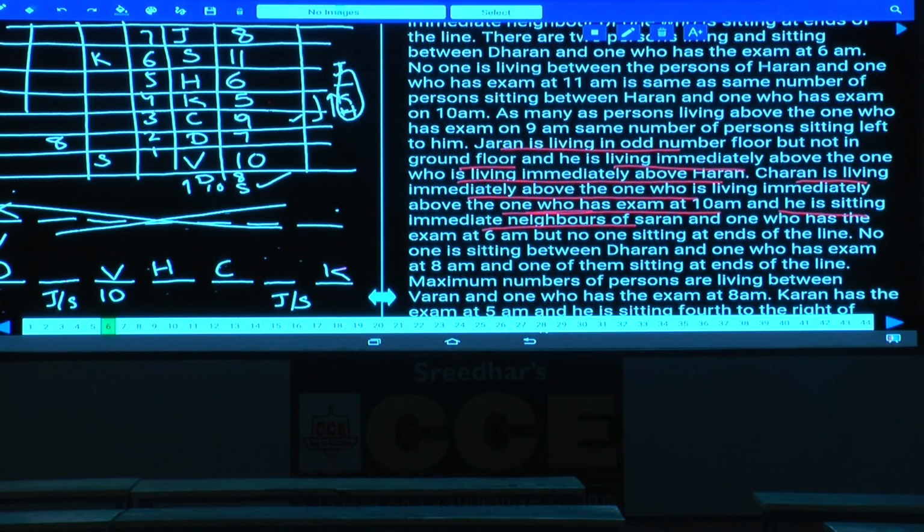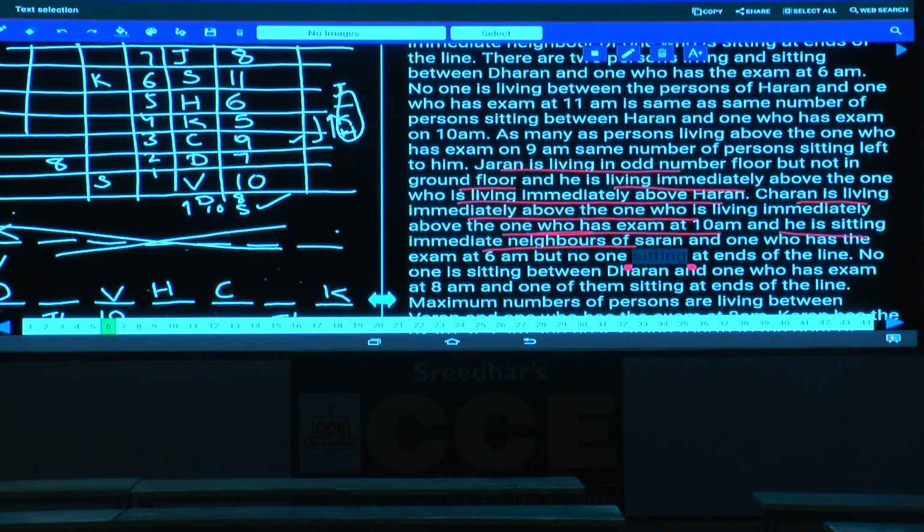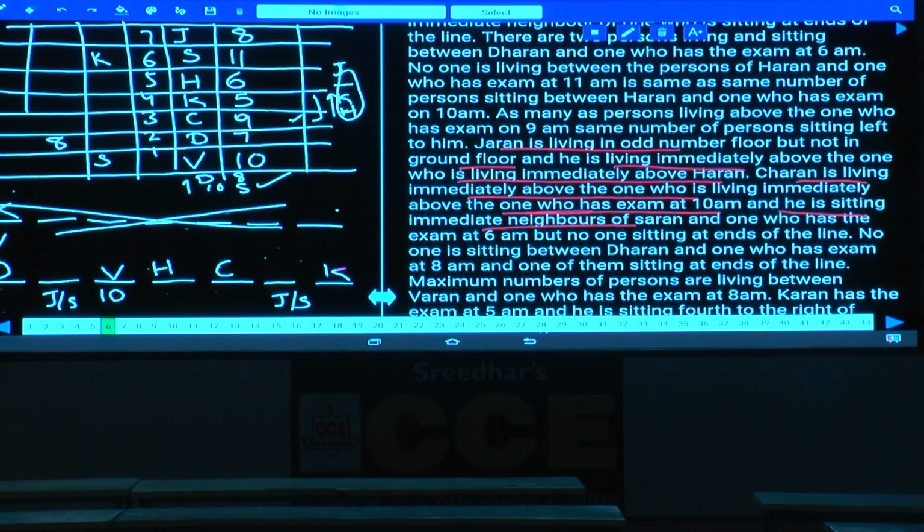Now who is the immediate neighbor of Charan here? Yes, S is an immediate neighbor of Charan. As S is an immediate neighbor of Charan, S must be here. If S is here, then who is the person here? J must be here. If J is here, then all the persons are done.